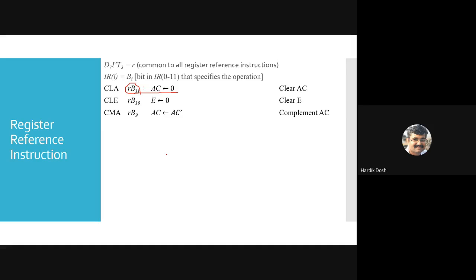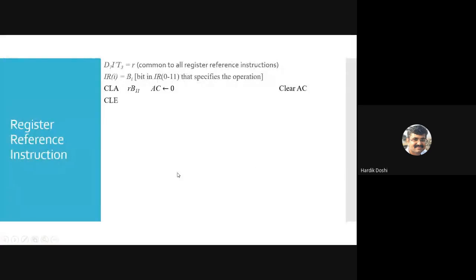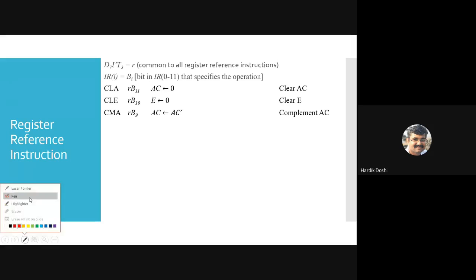Did you get this? Now see, what I wanted to explain is that we are going into detail of the instruction. Earlier we were knowing just the description, but now we are writing the actual operation occurring behind these instructions. We are saying CLA means clear AC, but what actually occurs is we need to set accumulator content to 0, at time RB11.